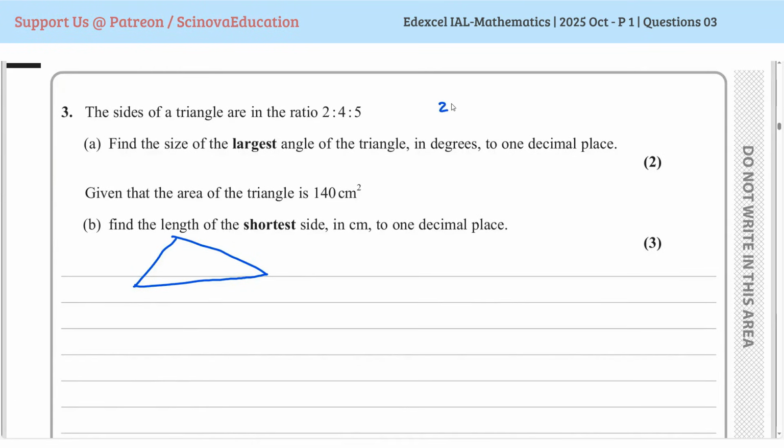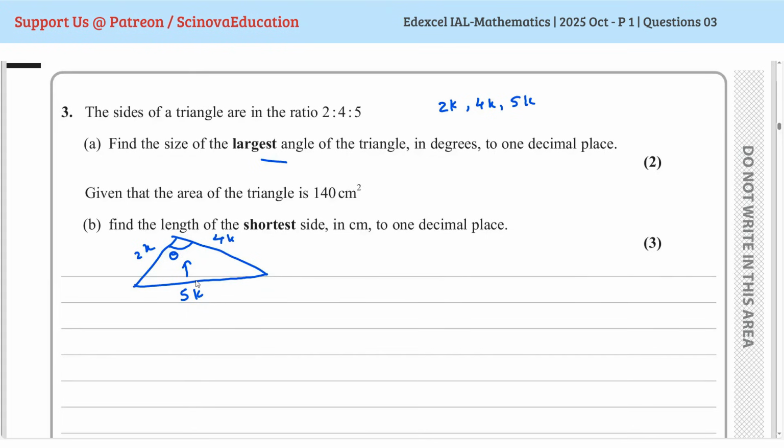So I can write the lengths as 2k, 4k and 5k. The problem asks us to find the largest angle. We know that the largest angle is the angle opposite to the longest side. So here we have to find this angle, denoted with theta, to identify the largest angle.